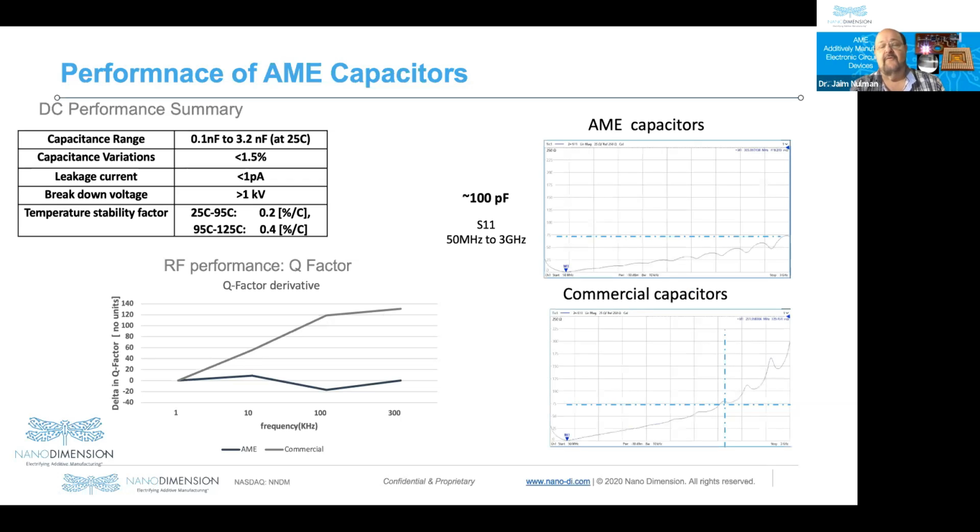And likewise, if we compare the S11, the impedance factor, for the AME capacitors compared to commercial capacitors, we can see here that as we increase the frequency, and we're going here up to about 6 gigahertz approximately, the impedance increases a factor of 3 less on the AME capacitors compared to the commercial capacitors. And this is due to the fact that there is no soldering or encasing for these capacitors. So the parasitics are eliminated completely, and you have almost an ideal capacitor in place there.